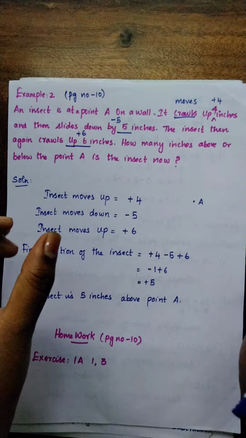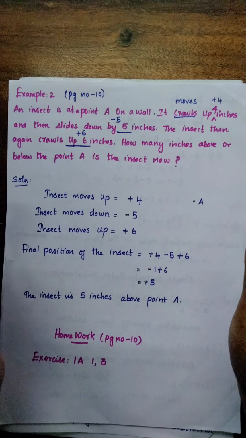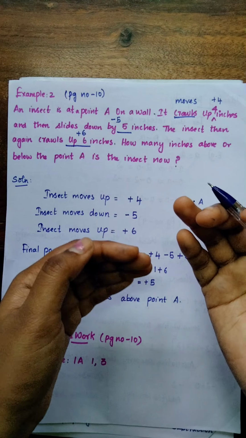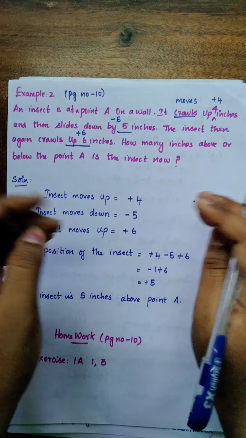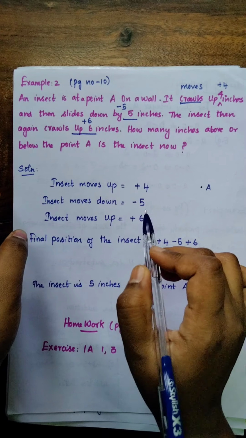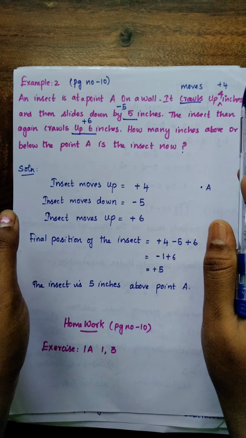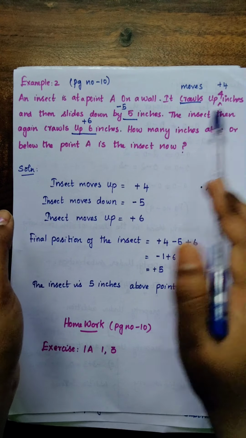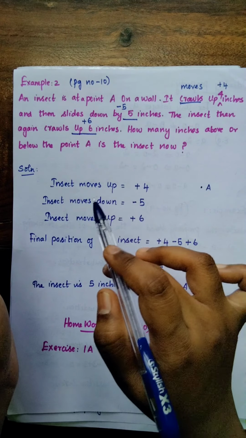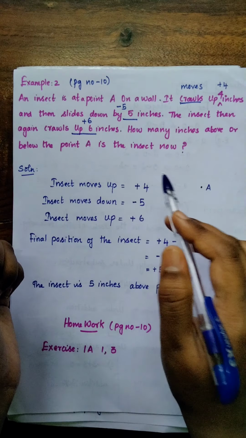There is an insect on a point A on a wall. First it is moving upward for 4 inches, then it is sliding down 5 inches, then again it is moving up 6 inches. We are going to find the final position of the insect. So first the insect moves up. At first, how many inches is it moving upwards? It is moving up 4 inches, so plus 4. Next, it slides down by 5 inches, so it is moving downwards, it is minus 5.